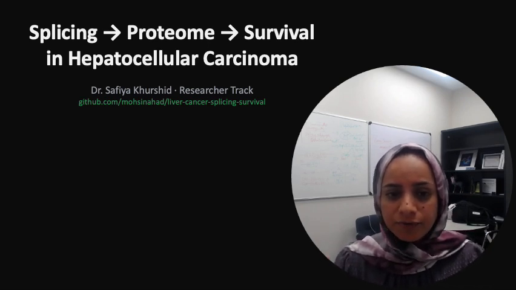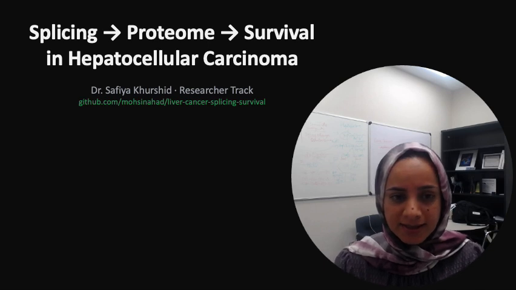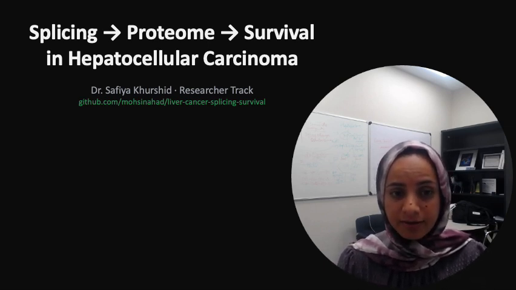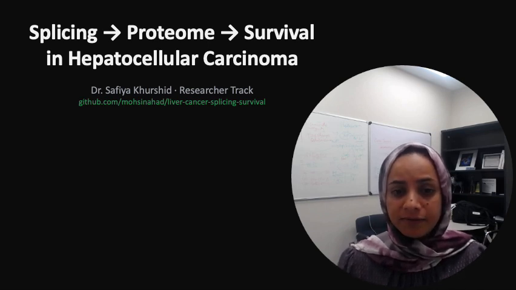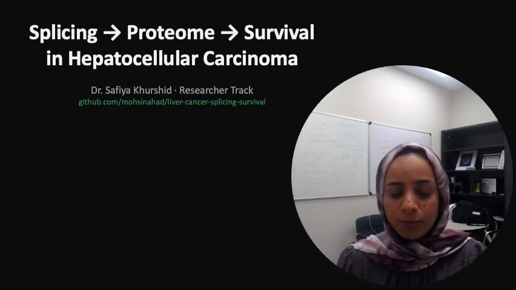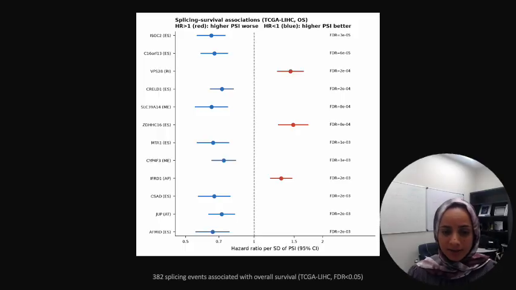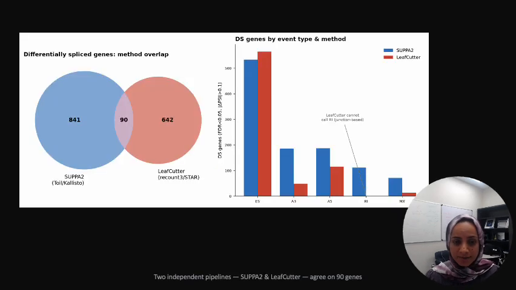And so for this project, we've used one of these data sets, which is from TCGA, which is a liver cancer data set. It has RNA sequencing information, it has the proteome information, and it also has the survival of the patients linked with it. And so we ask this question, whether the alternative splicing is correlated with the survival of these patients. So we got a lot of splicing variants, and 382 of them did significantly correlate with the overall survival.